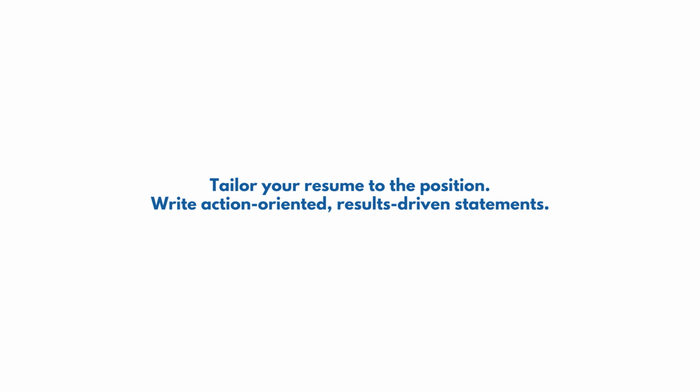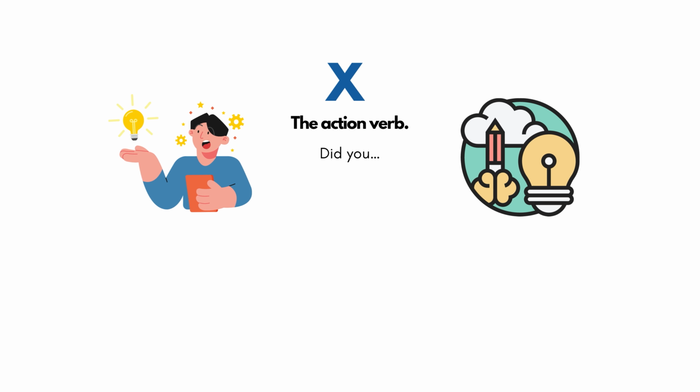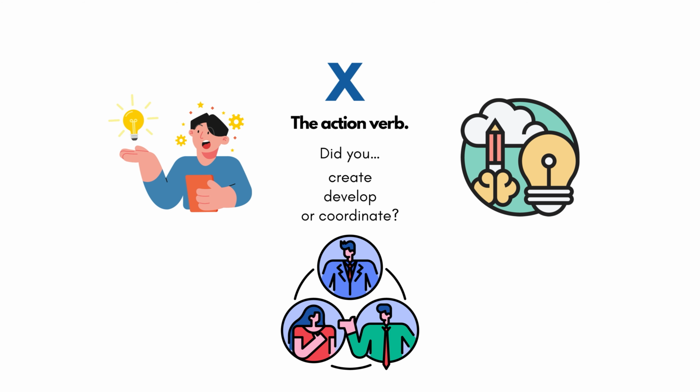The 2 main components that make a resume better are making sure that you tailor your resume to the position and that you're writing action-oriented, result-driven statements. So, how do you do that? This is a simple template to format the experience section. You did X using Y, resulting in Z. X is the action verb. Did you create, develop, coordinate, or collaborate to do the work?